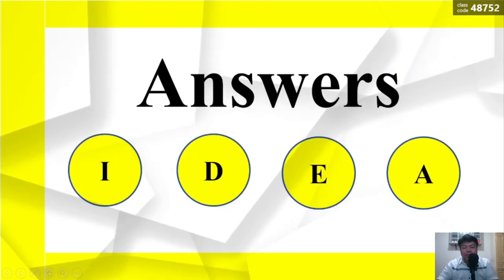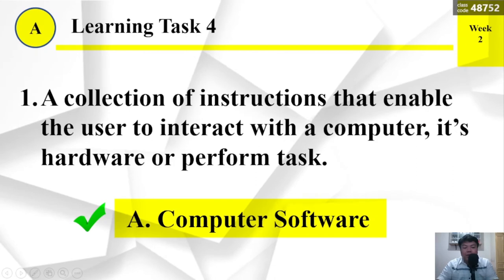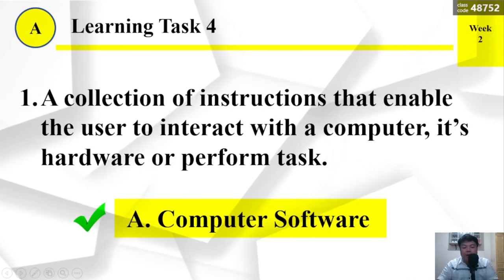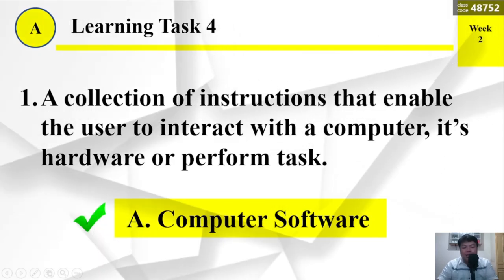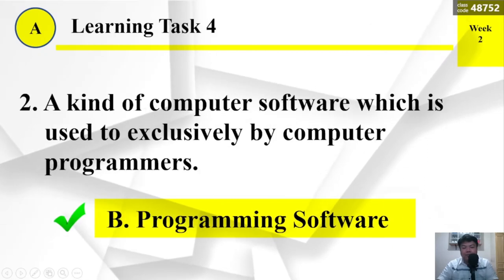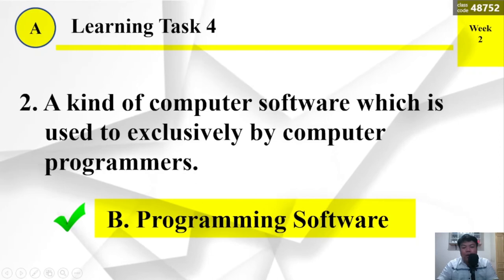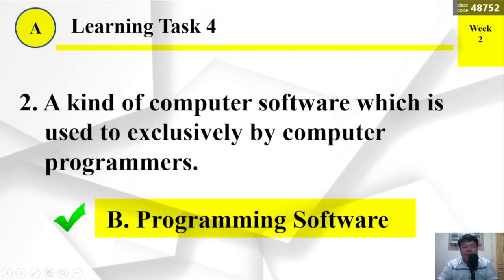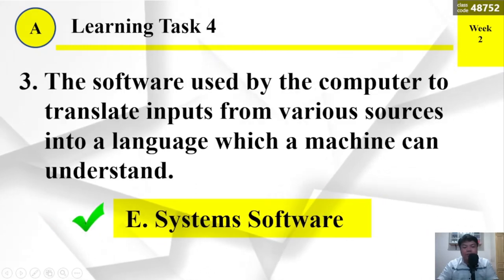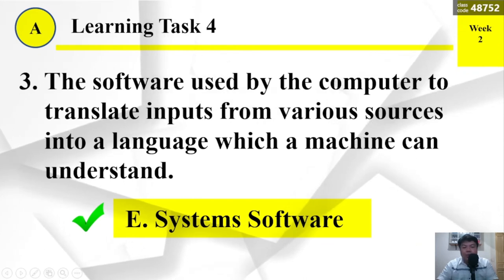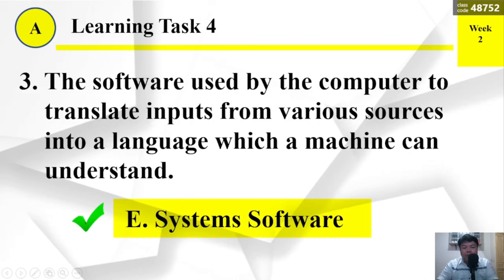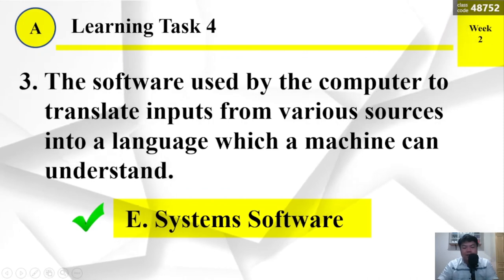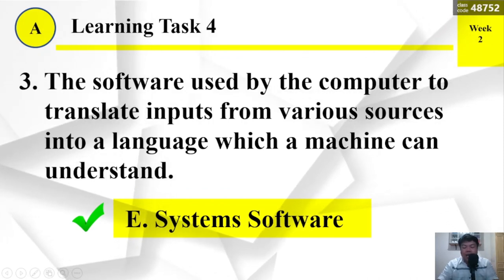Here are the answers. Number 1, a collection of instructions that enable the user to interact with a computer, its hardware, or perform tasks. The correct answer is letter A, computer software. Number 2, a kind of computer software which is used exclusively by computer programmers. The answer is letter B, programming software. Number 3, the software used by the computer to translate inputs from various sources into a language which a machine can understand. The answer is letter E, system software.